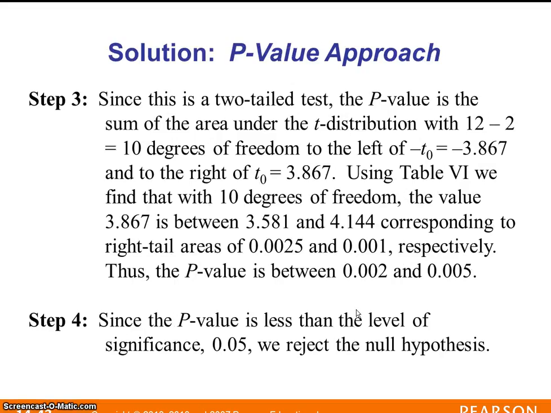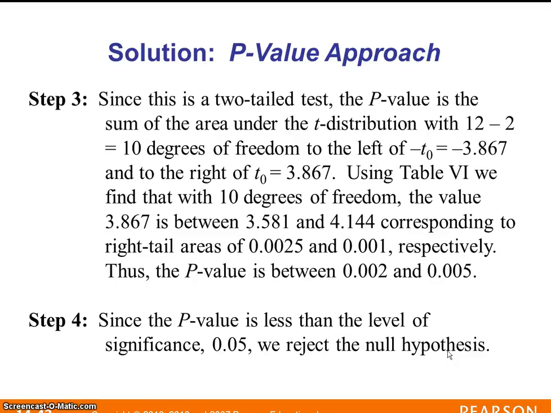Alternatively, using the p-value approach, we can find the actual area or an estimate of it. Finding the estimate of the area, we see that the probability underneath the curve is between these two values. I'm sorry, these would be the t values here. So the probability value or the area would be between 0.002 and 0.005, and so the p-value is less than our alpha level, so we would reject the null hypothesis.